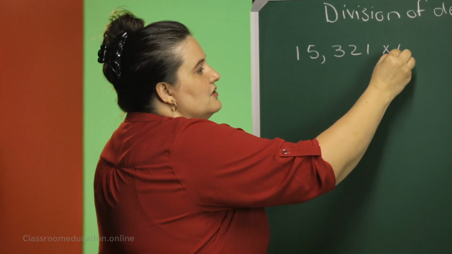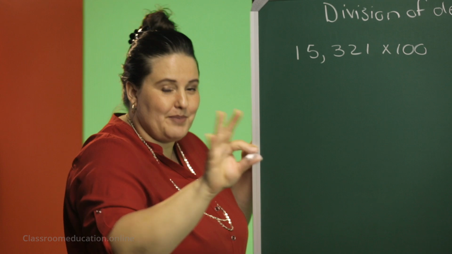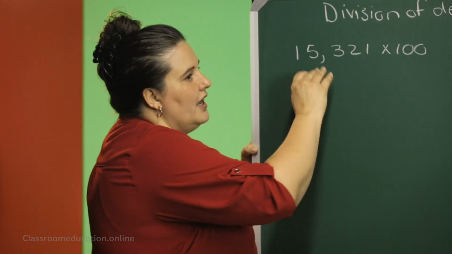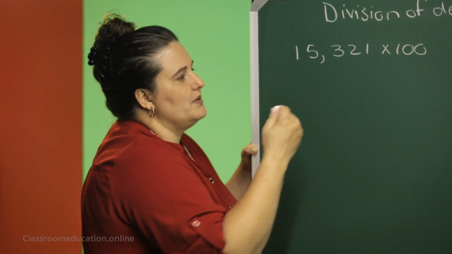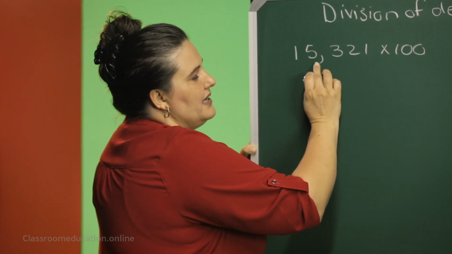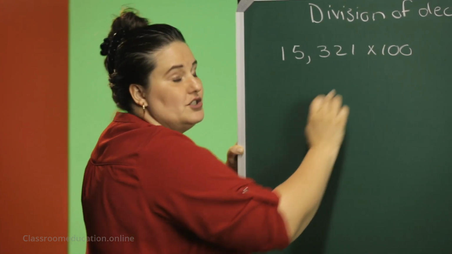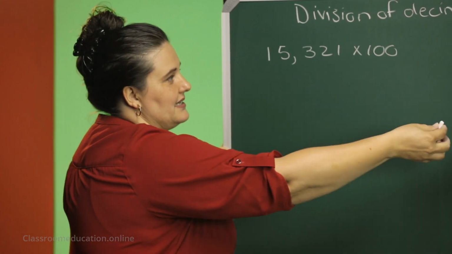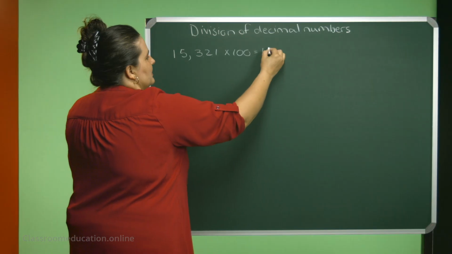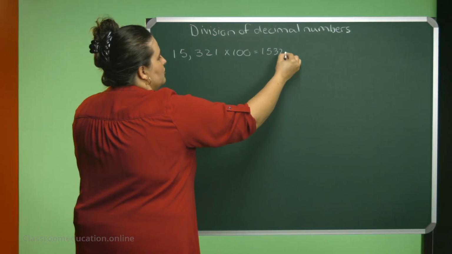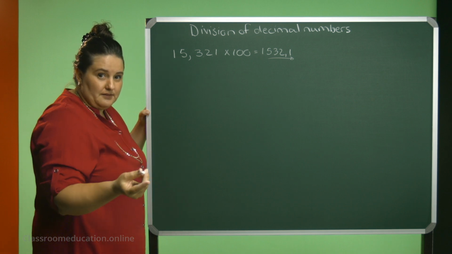15,321 times 100. I know it's multiplication and we are talking about division, but bear with me, okay? You know by now that for the shortcut, if I multiply, it means I am going to move my comma 2 spaces to the right-hand side. So my answer will be 1,532,1. Okay. But now what about division?